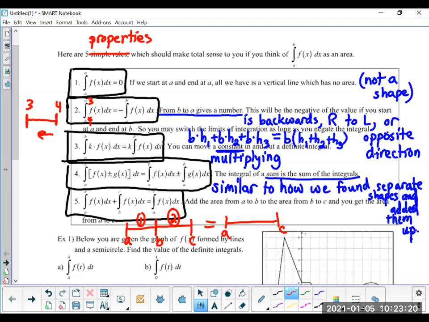The other thing I'll mention, and I just want to make sure it's clear to you, is that these are all bidirectional. What do I mean by that? I mean, you can also read your equal sign from right to left. So 0 could start and then say 0 equals the definite integral from a to a of f of x dx. For the second one, you could say the opposite of the definite integral from a to b of f of x dx equals the integral from b to a of f of x dx. You could say k times the definite integral from a to b of f of x dx equals the definite integral from a to b of k times f of x dx.